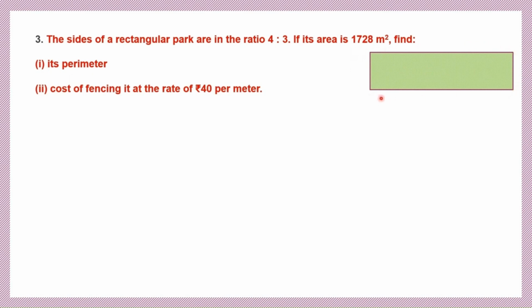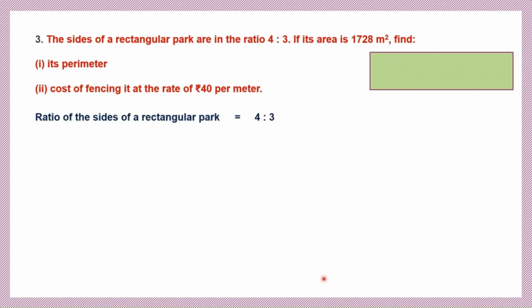To find perimeter, the formula is 2 into length plus breadth. So we need to have the values of length and the breadth, but we don't have it. We only are told about the ratios. And with the help of area, which is already given to us, we are going to find the length and the breadth. And once we find the length and the breadth, then we can use the formula to find perimeter.